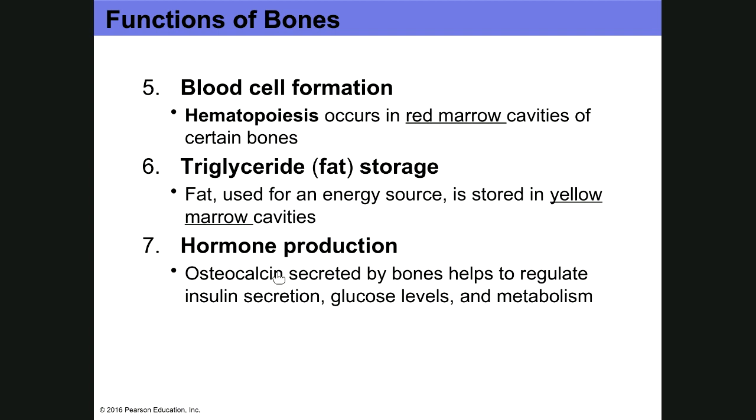We also have some hormone production happening in bones. Osteocalcin, we're really not going to get too much into that hormone, but you should just know it exists. Osteocalcin is a hormone that's going to be associated with regulating insulin secretion from the pancreas, okay? And so this also is going to affect glucose levels and metabolism. So osteocalcin is an example of a hormone made by bone tissue.